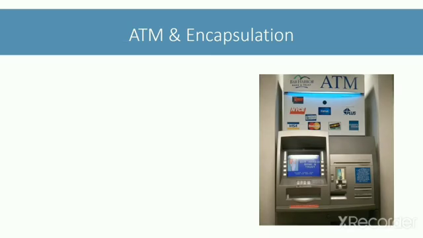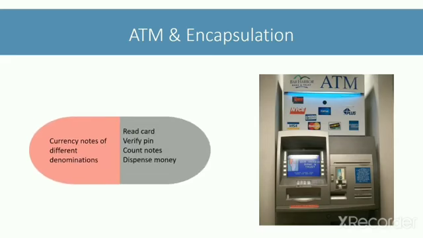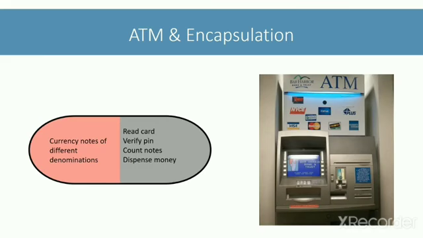If you were to see the ATM through an object-oriented lens, you will realize that the ATM contains different denominations of currency notes, and all the operations to read your debit card, verify your PIN, count currency notes, dispense the money to you, etc. The ATM combines all the different denominations of currency notes and all the operations required to withdraw money into a single unit. You interact with this one machine which is wrapping all this together and very conveniently withdraw cash.